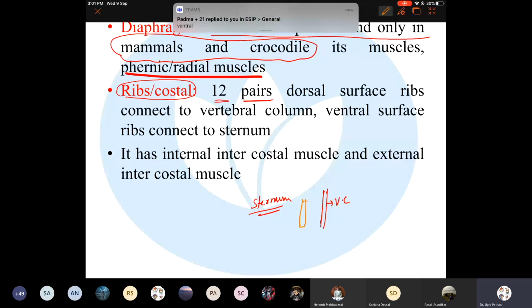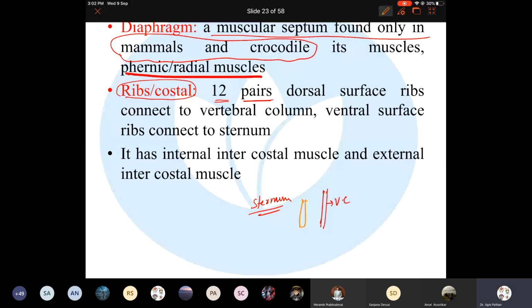Now ribs: on the dorsal side, they attach to the vertebral column, and on the ventral side, they attach to the sternum. Got the point? By this, what do they form? They form a cage. And into this cage, what is present? Lungs are present. Are you understanding? In this cage, lungs are present.